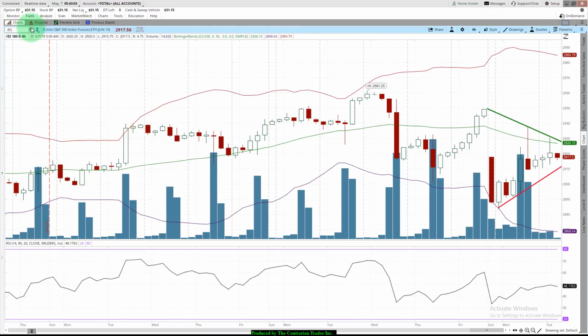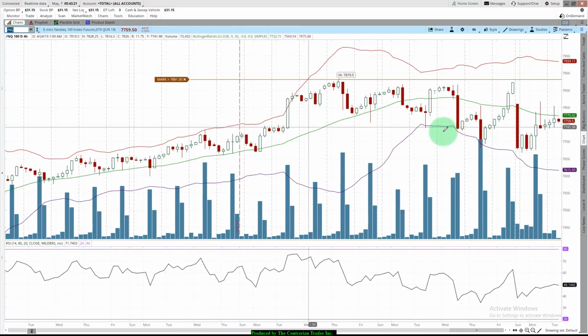Let's go over to the NASDAQ. Here we have the NASDAQ 100 4-hour chart. Talk about your head fake breakout, huh?